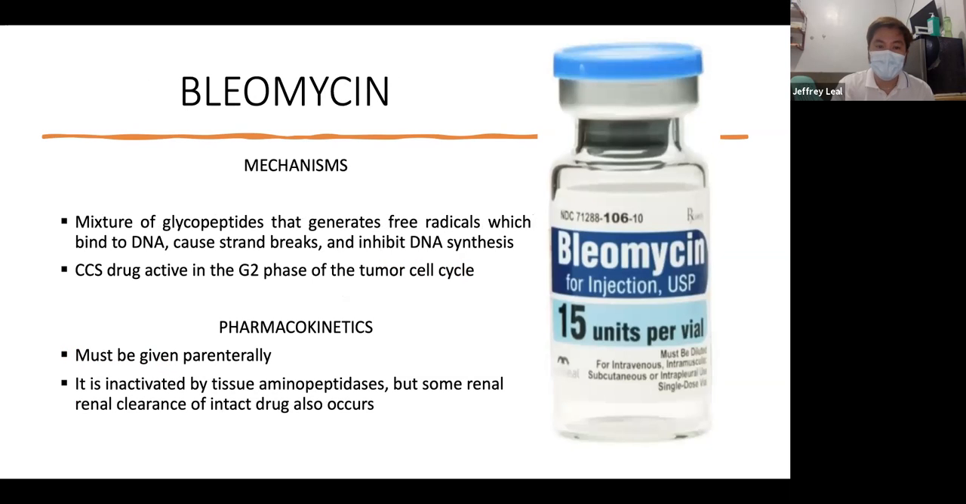We have also bleomycin, the mixture of glycopeptides that generates the free radicals which bind to the DNA strand, causes them to break and inhibit the DNA synthesis. These are cell cycle specific drugs that are active in the G2 phase of the tumor cell cycle. And bleomycin must be given parenterally, and it is inactivated by your tissue aminopeptidase, but some renal clearance of intact drug may also occur.